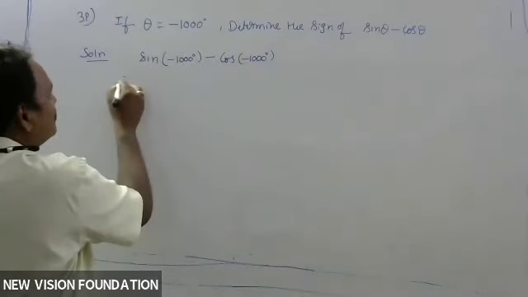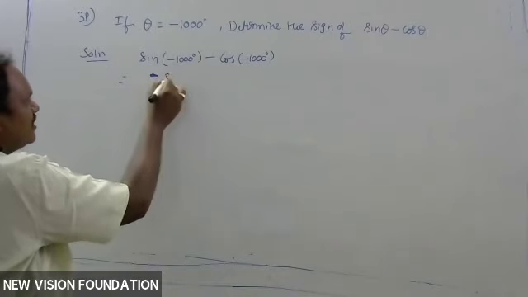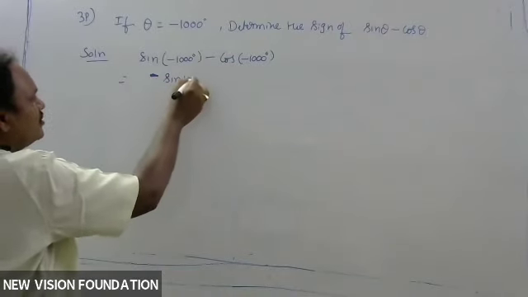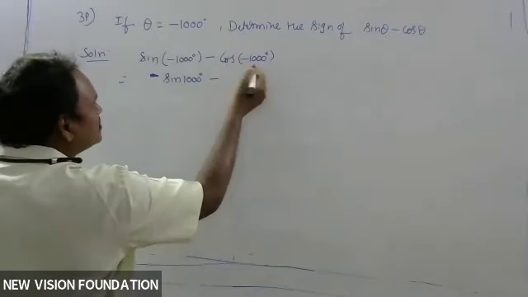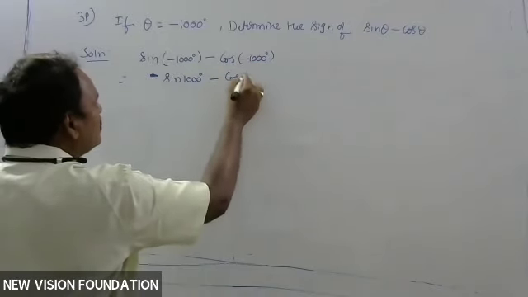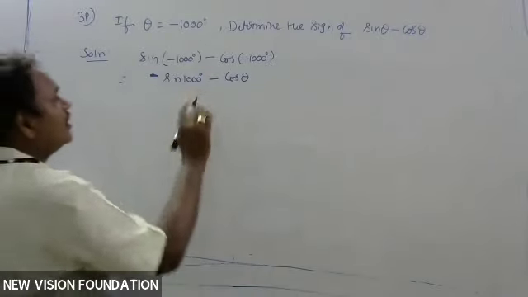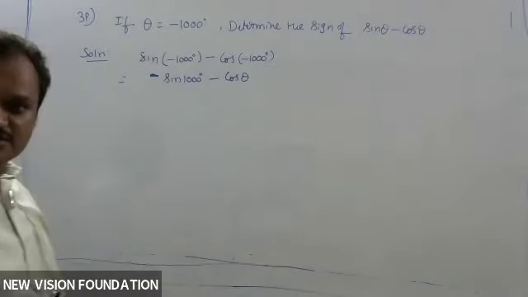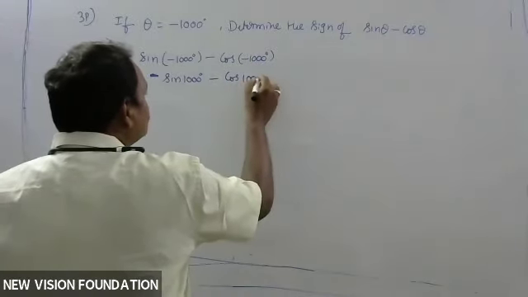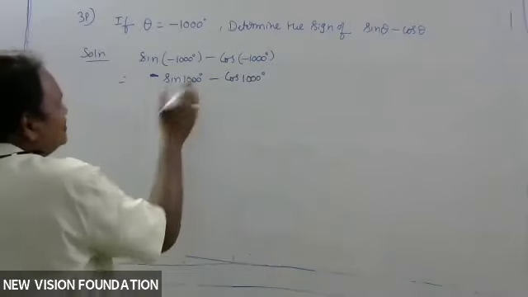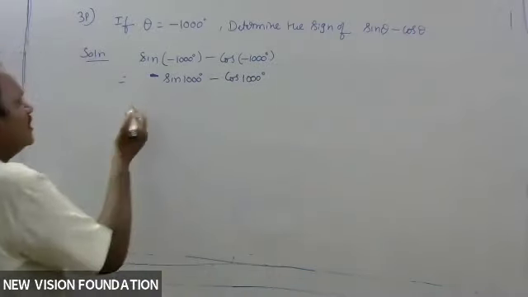In this problem, sine of minus theta becomes minus sine theta. So we get minus sine 1000 degrees, and cos of minus theta becomes cos theta. Therefore, it becomes minus cos 1000 degrees. Here, this theta is 1000 degrees. Now let us find how much sine 1000 degrees and cos 1000 degrees are, and we will get the answer to the problem.